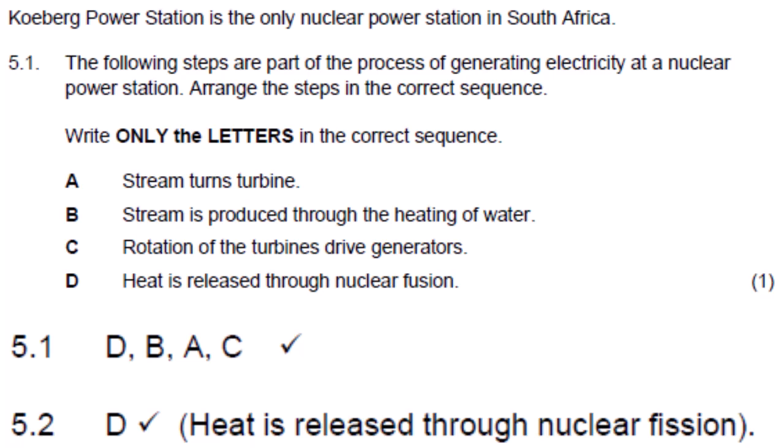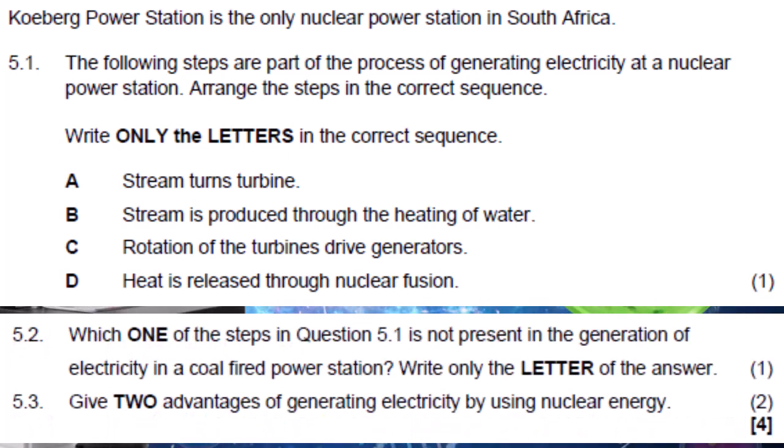Got it. DBAC. Then Q5.2 asks, which of these steps is unique to a nuclear plant and doesn't happen in a coal-fired power station? Well, coal plants also use heat to make steam to turn turbines to drive generators. The BAC steps are basically the same. So the unique part must be how the heat is generated. Exactly. Step D, heat released through nuclear fission. Coal plants release heat by burning coal, a chemical reaction, not nuclear. So D is the answer.